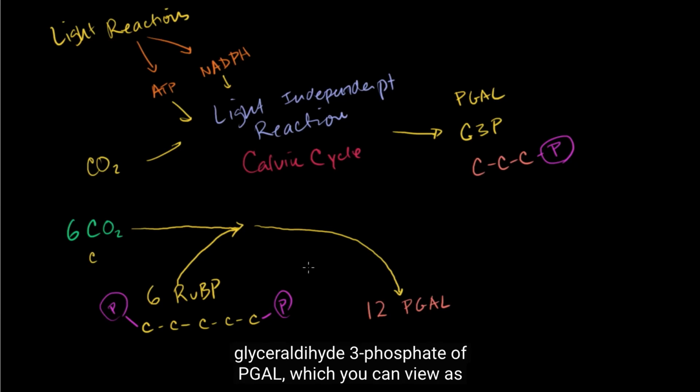Well, I only used 10 out of the 12. So I have 2 pGals left, and these can then be used. The reason why I used 6 and 6 is so that I get 12 here and I get 2 here. And the reason why I have 2 here is because 2 pGals can be used to make a glucose.